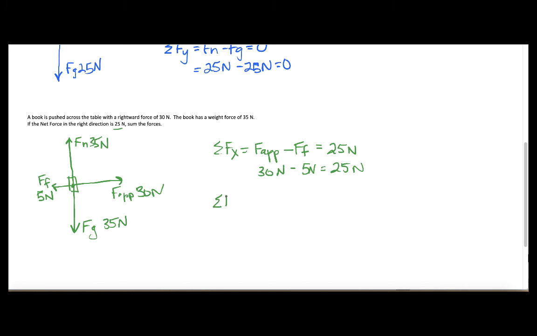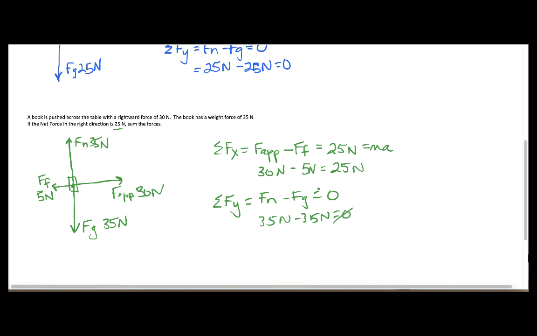If I sum the forces in the y direction, then I have my normal force minus my force of gravity. They're balanced, so they'll equal 0. And again, you can see that 35 newtons minus 35 newtons is going to equal 0. Now in this x direction, since you have an unbalanced force, it will equal mass times acceleration, and we will talk about that later.